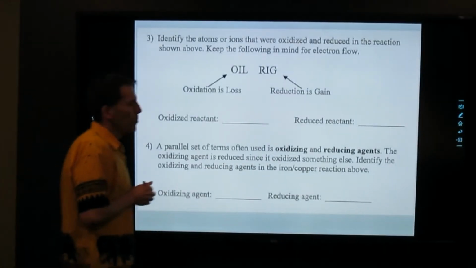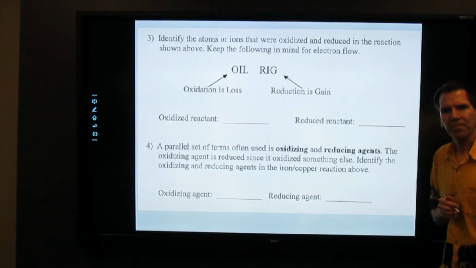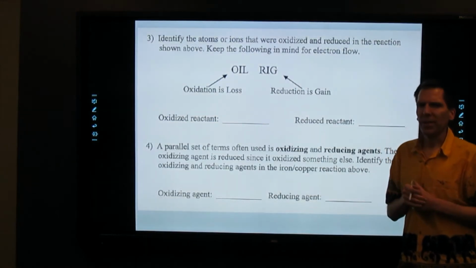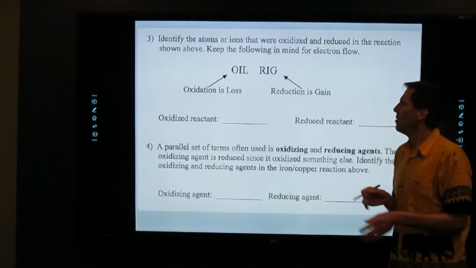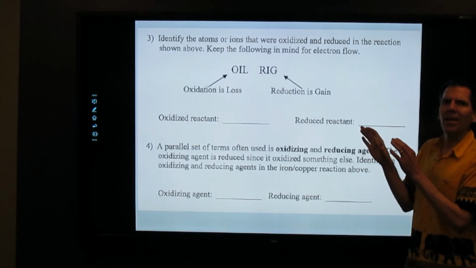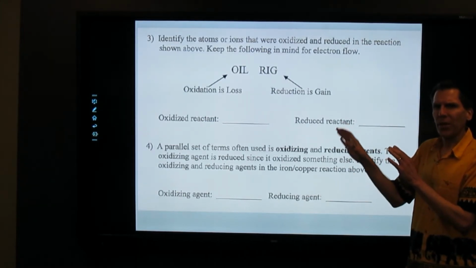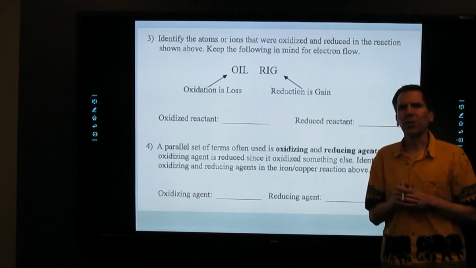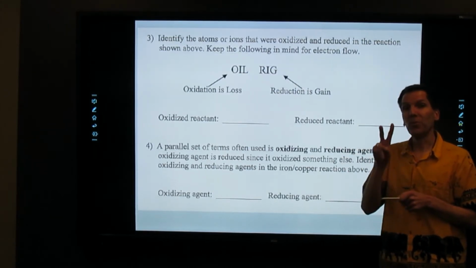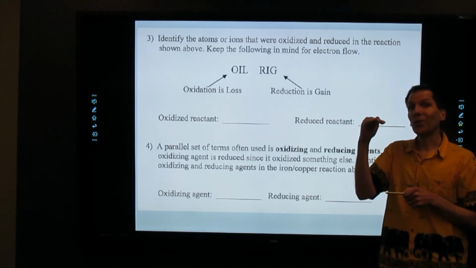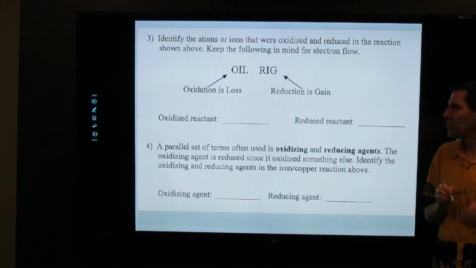And here's a review of some terms from back in Chem 1. We use that phrase OIL RIG. Oxidation is loss of electrons. Reduction is gain of electrons. The reduction phrase actually comes from a reduction of the positive charge. So we saw in the copper example, it went from 2 plus to 0. So its charge is reduced because you're adding negatives. That's where the phrase comes from.